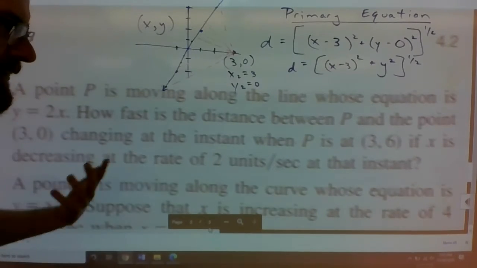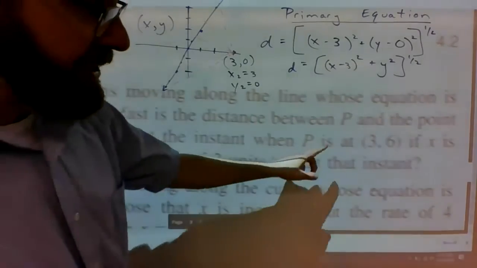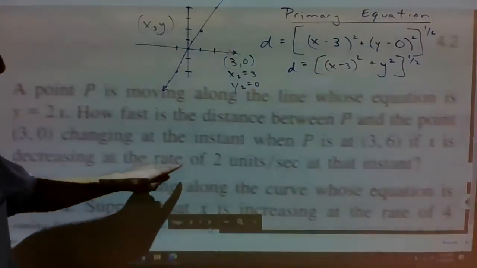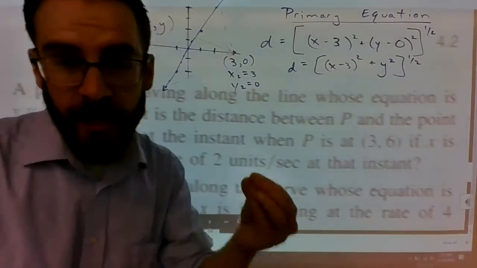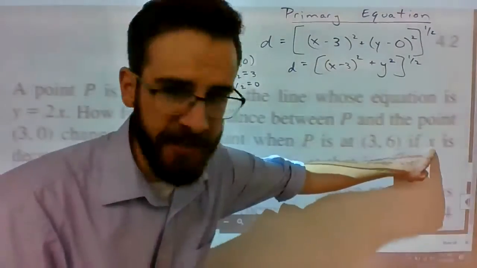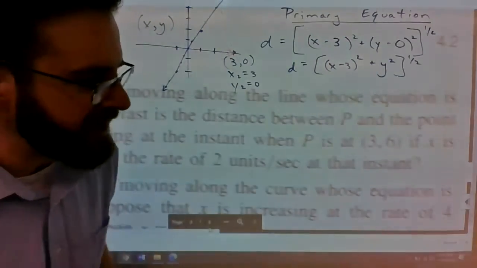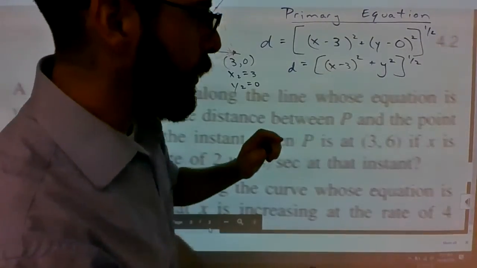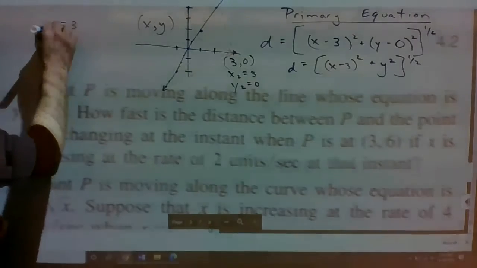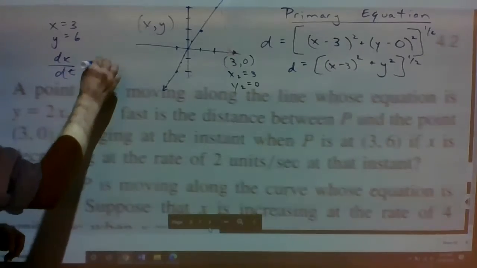Now, I didn't even read the last statement here. It's changing at the instant when the point is at 3, 6, if x is decreasing at a rate of 2 units per second. So we know what dx/dt is. It's super blurry. If x is decreasing at a rate of 2 units per second at that instant, we know that we're going to be plugging in x equals 3, y equals 6, and dx/dt, once we take the derivative, equals negative 2.